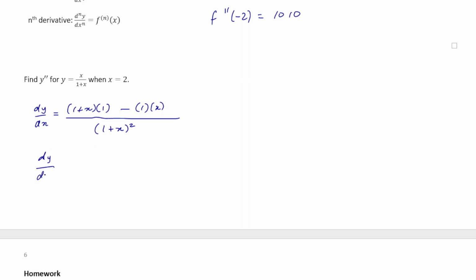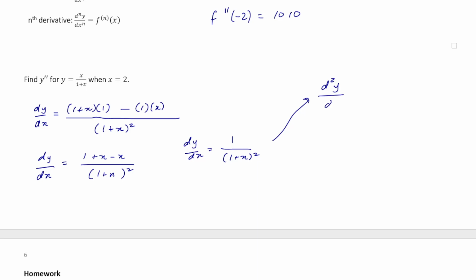So the first derivative is given to me as dy/dx. If I clean this all up, I should have 1 plus x minus x all over (1 plus x) squared. So dy/dx, oops, I've put the square in the wrong place, one second. Right there, dy/dx is equal to 1 over (1 plus x) squared. Now if I want to find the second order derivative, I'm going to say d squared y over dx squared, and now I'm going to take the derivative of this right here.